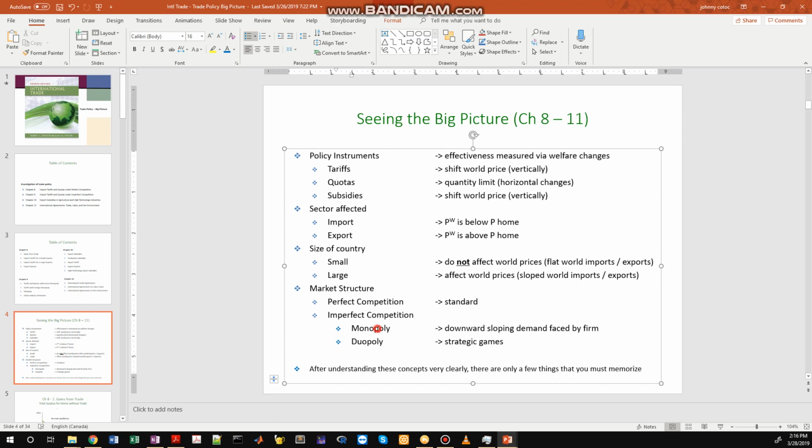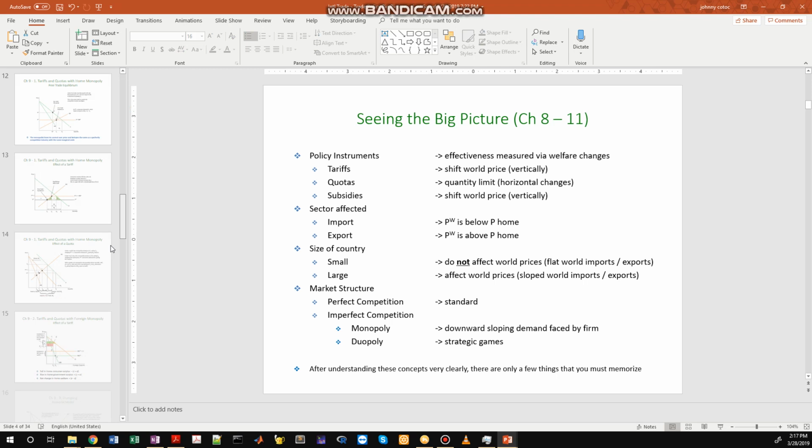And in chapter 9, we learned about monopoly when it's at home, monopoly when it's foreign. These two examples are a little more particular, and they're a bit different than most of the other graphs in chapter 8, 9, 10, and 11. So they require extra attention. And then when we think about a duopoly, usually we got to think about strategic games and Nash equilibria, and that requires some learning in itself. Once you understand all these concepts clearly, you'll be able to answer all types of questions that are related to chapter 8, 9, 10, and 11.